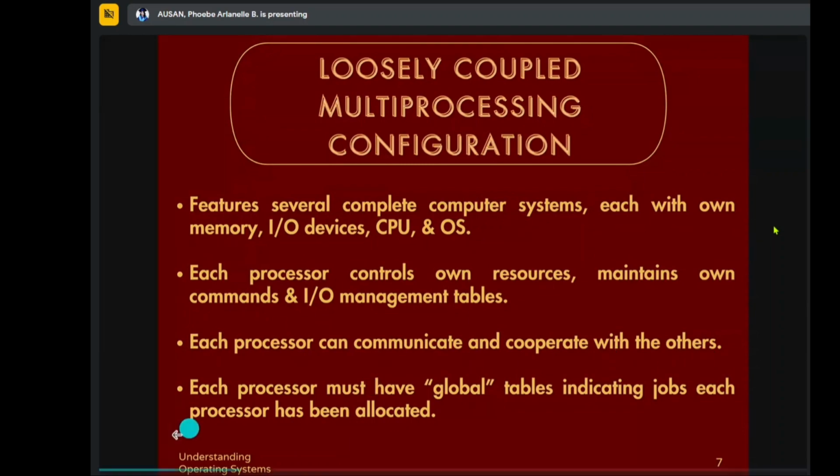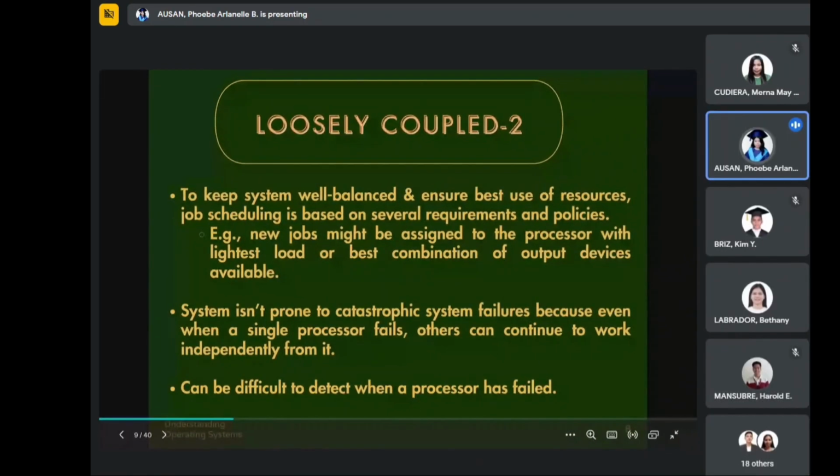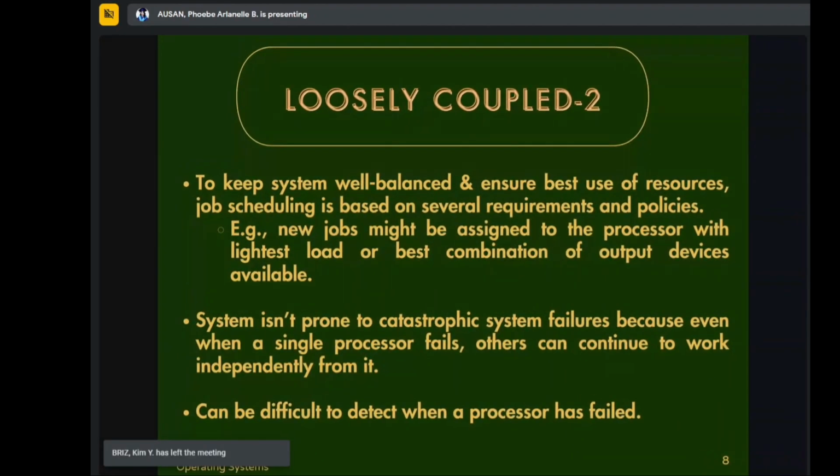So next, let's read about the pros and cons. It is to keep the system well balanced and ensure best use of resources. Job scheduling is based on several requirements and policies.